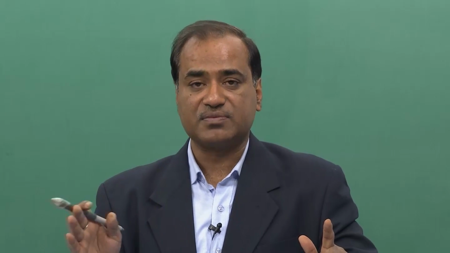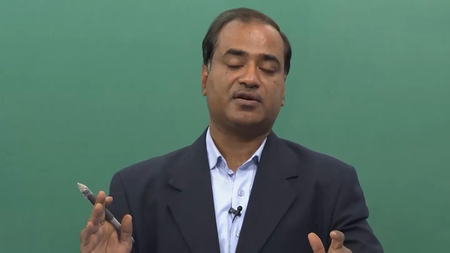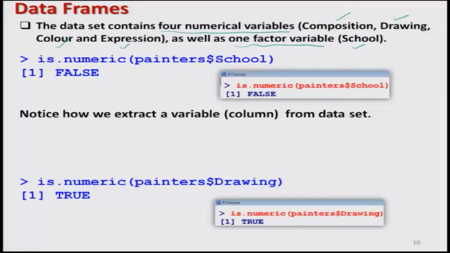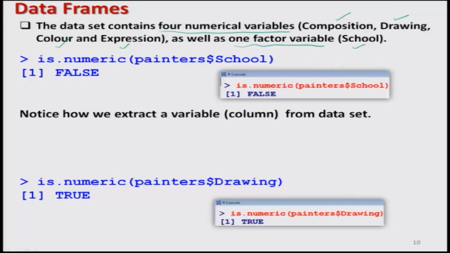The data frame has more than one variable, and you want to have information only on one particular variable. Suppose I start with the variable school, and I do not know whether the information on school is of numeric type or is a factor. So, I am trying to first extract the information from the data set painters on the variable school. Please try to see how I am doing it.